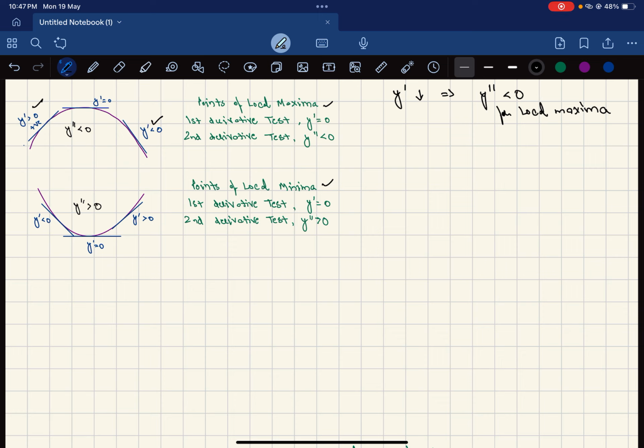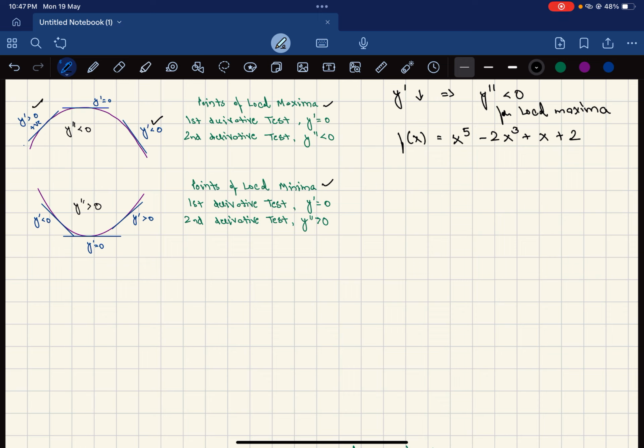We'll quickly look at one example here for a function f(x) equal to x raised to power 5 minus 2x cube plus x plus 2. This is a 5-degree polynomial, as the highest power of x in the function is 5.